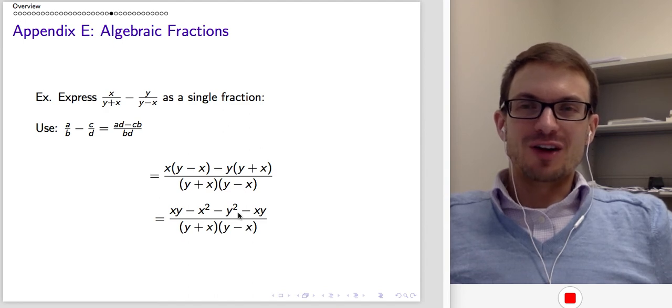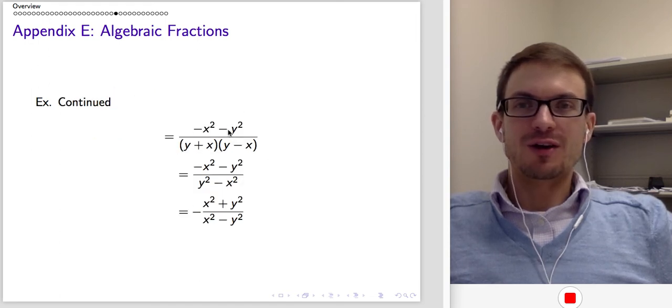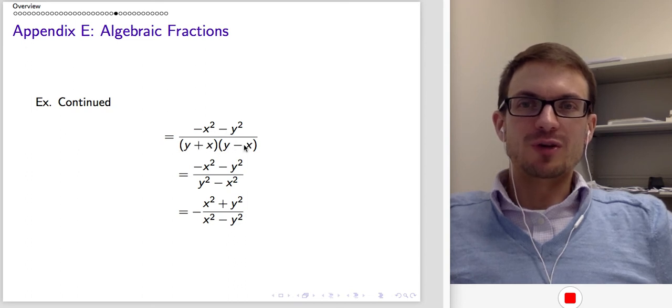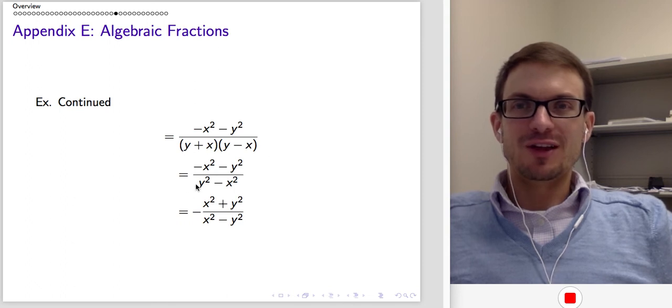My initial thought is, well, maybe I can turn this into a difference of squares. Of course, that doesn't happen because I have a minus x squared minus y squared. So then the next thought is, well, can we do something clever down here? Wait, that's a difference of squares staring at us. So we have y squared minus x squared.